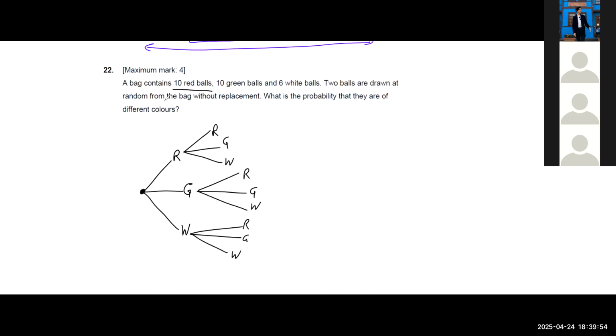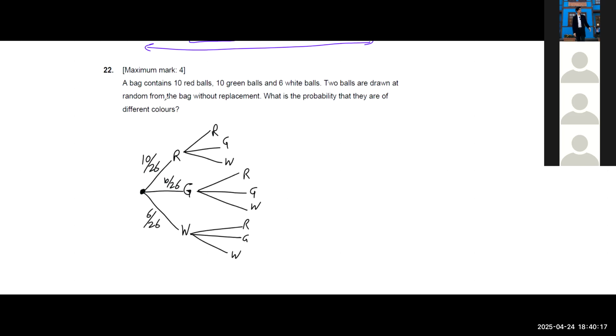It's gonna be 10 over 26, isn't it? Because 10 out of total 26 balls. Okay. What's the probability of pulling out a green ball gonna be? 10 over 26. What's the probability of pulling out a white ball gonna be? 6 over 26.